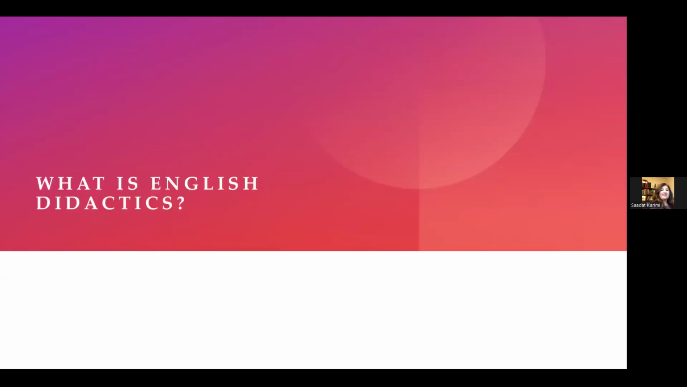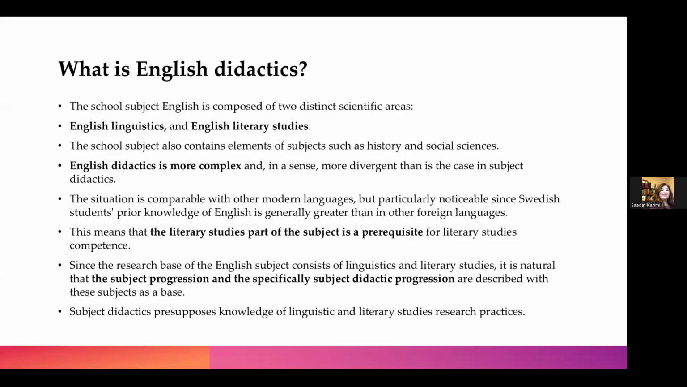Well, what is English didactics? The school subject English is composed of two distinct scientific areas: English linguistics and English literary studies. The school subject also contains elements of subjects such as history and social science. English didactics is more complex and, in a sense, more divergent than is the case in subject didactics.